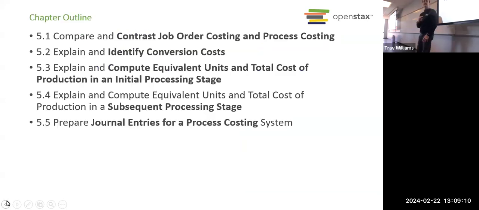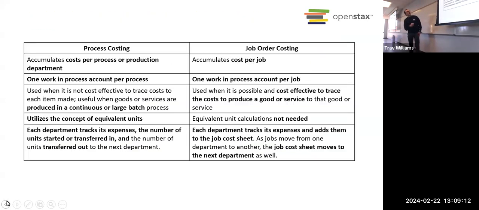Process cost. So here's a comparison. Process costing. You keep track of the costs in each department. So there's the answer. You have a work in process inventory account for that department. So when that department transfers that inventory off to the next department, the costs also go out of that work in process inventory into another work in process inventory account for the next department.